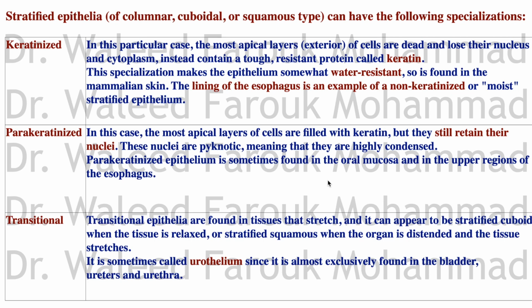Transitional epithelium, like mentioned before, is almost exclusively present in the urinary tract. That's why it's called urothelium, and it transitions in shape from stratified squamous to stratified cuboidal according to the status of the organ, either filled or empty. It's present in the bladder and ureters and urethra. So we have keratinized, para-keratinized, and transitional stratified epithelia.